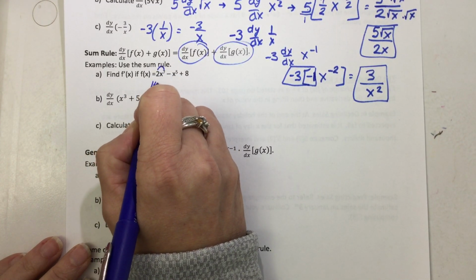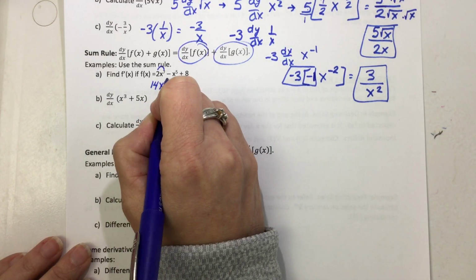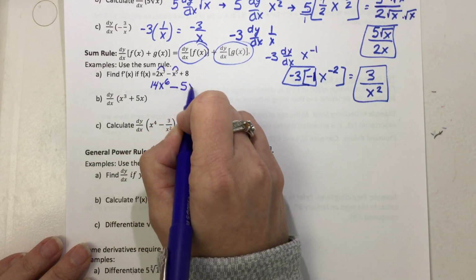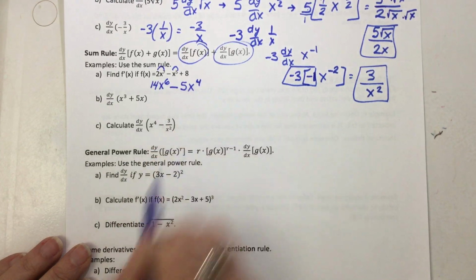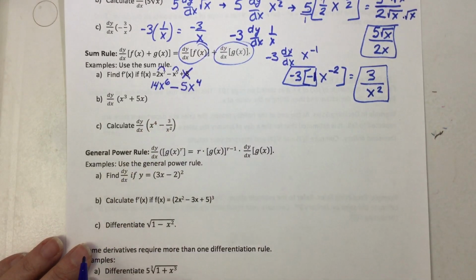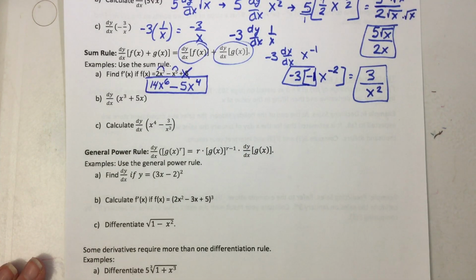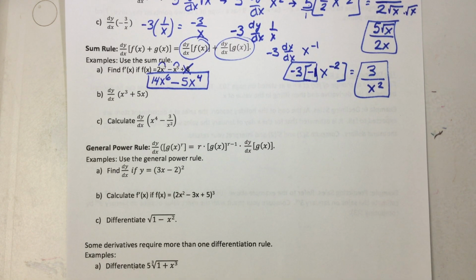7 times 2 is 14. I still have an x. I had 7. When you minus 1, it's down to 6. Minus, bring the 5 out front. You still have an x. My exponent was a 5. I reduce it, so now it's down to 4. The derivative of a constant is 0, so my derivative is 14x to the power 6 minus 5x to the power 4. So it's just finding a derivative piece by piece.